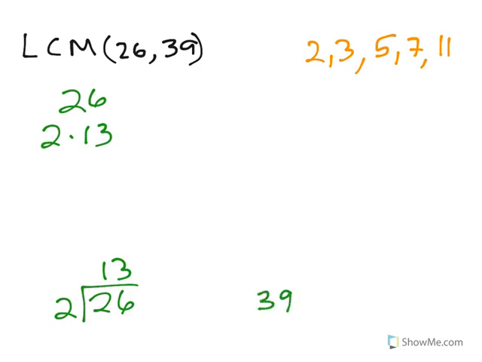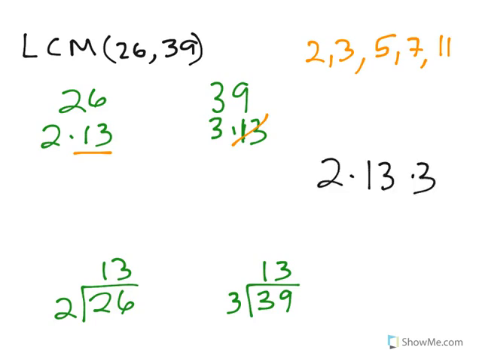So now let's try the prime factors of 39. 3 goes into 39 13 times, and we just discovered that 13 is a prime number, so we can just stop right there. So now let's see, we have to cross off our duplicates. Is 2 duplicated? No, it's not. Is 13 duplicated? Yes, it is. So the least common multiple of 26 and 39 is the product of 2 times 13 times 3. 2 times 13 is 26 times 3. 26 times 3 is 78. So the least common multiple of 26 and 39 is 78.